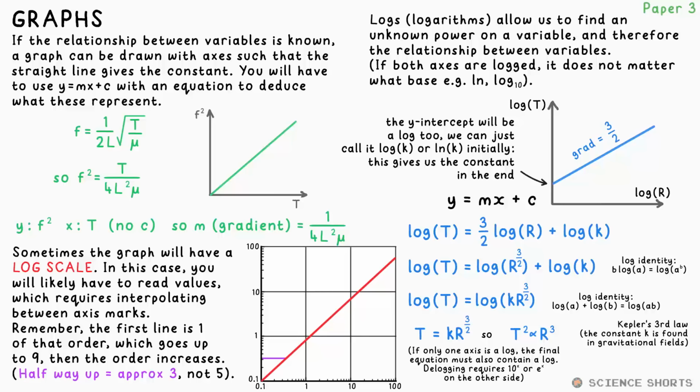Finally, it's possible you'll be given a graph that has an actual logarithmic scale. It's non-linear. In this case, the first line is one of that order, and the lines then get smaller approaching 9, and then it goes to the next power up, so 10, 20, 30, up to 90, then 100, 200, etc. Reading off these graphs often requires you to make a judgment call with values between the lines, so just remember that going halfway to the next line isn't actually half the difference. It's not 5, but it's more like 3.